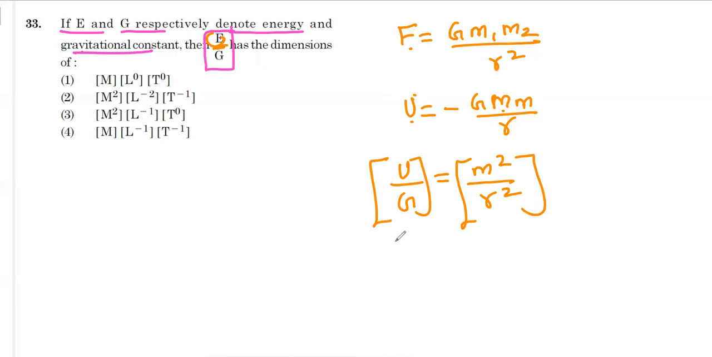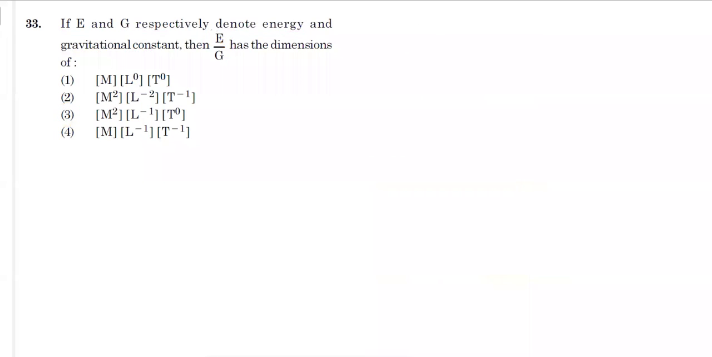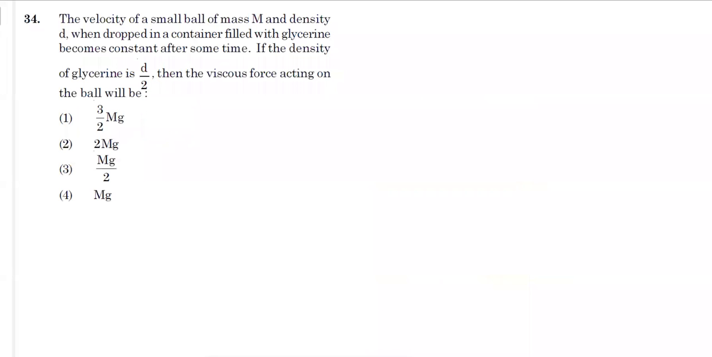Okay, so this is energy by gravitational constant. This will give me m square by L square. Okay, choose the appropriate formula, then you substitute and get. So the answer would be M square L power minus 2 T power 0. I hope this is clear. As simple as this. So choose a correct formula, then it becomes very easy to proceed. Okay, now we go for the next one.